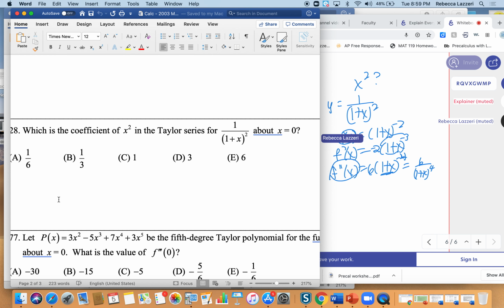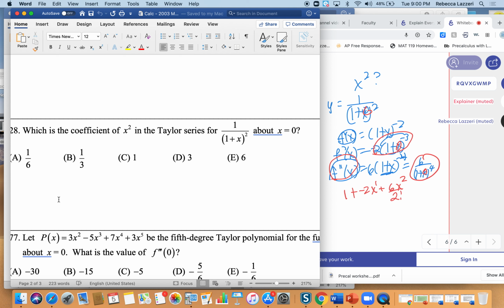This is how you would build it. You would say f of 0, which if you put in 0 right here, you would get 1. Then plus f prime of 0, which is going to be negative 2 after you put 0 in here and you have 1 to the negative 3, so f prime of 0 times x to the first over 1 factorial. And then the next one, plus f double prime of 0, which is going to be 6 after you put in 0, and so you get just 6 x squared over 2 factorial.